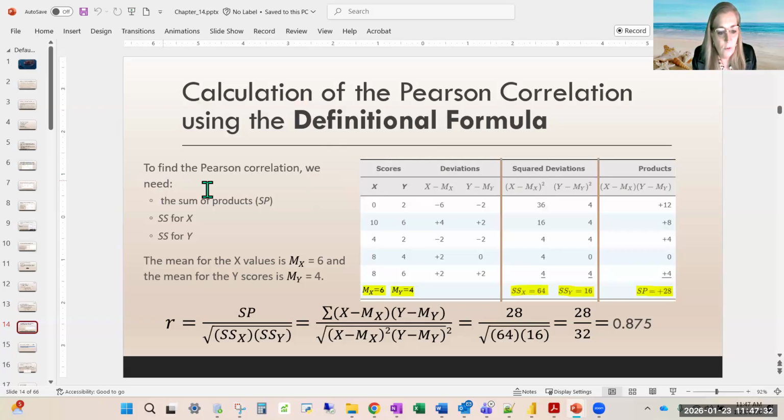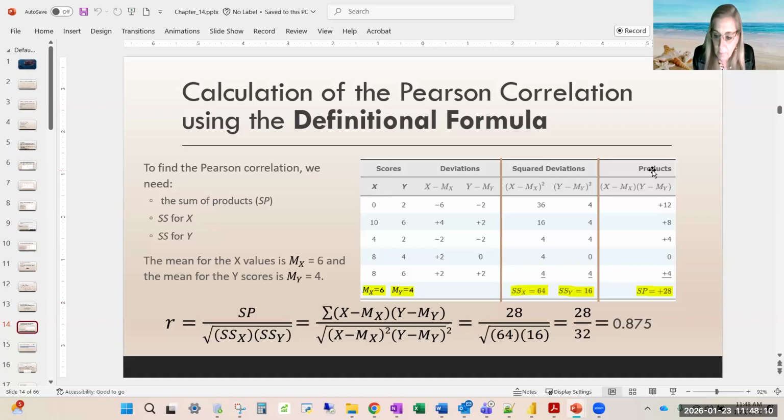All right, so to find the Pearson correlation, we need the sum of products and then we need the sum of squares for x and y. So how do we do that? Well, you can see here, they're subtracting the means, which is 6 and 4, from each of the scores for x and y. And then they're squaring them. Remember, because if we added them up here, they would amount to 0. So we need to square the deviation scores. And we arrive at 64 for x and 16 for y.